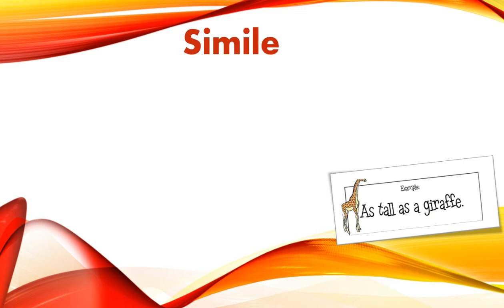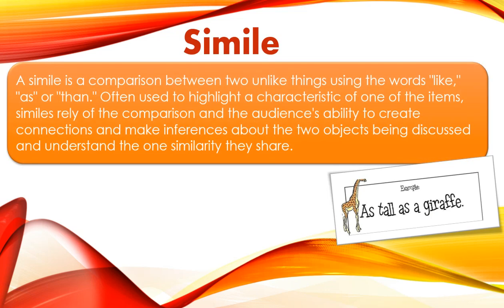Let's look at the word simile. A simile is a comparison between two unlike things. And when I compare between them, I use two words, or three words, sorry: like, as, or than. It is often used to highlight a characteristic of one of the items by comparing it to another item which may share the same characteristic.